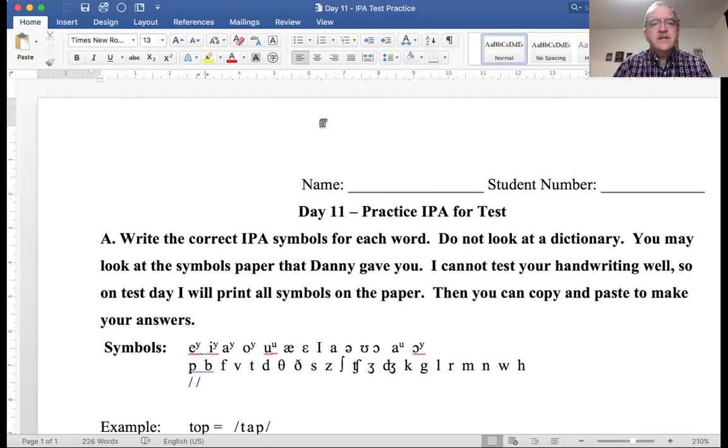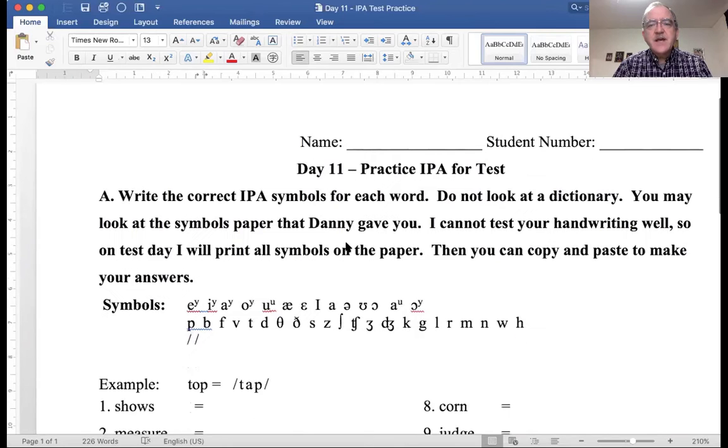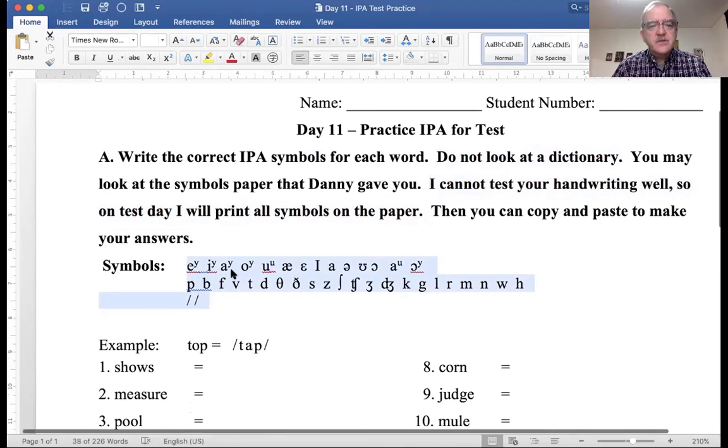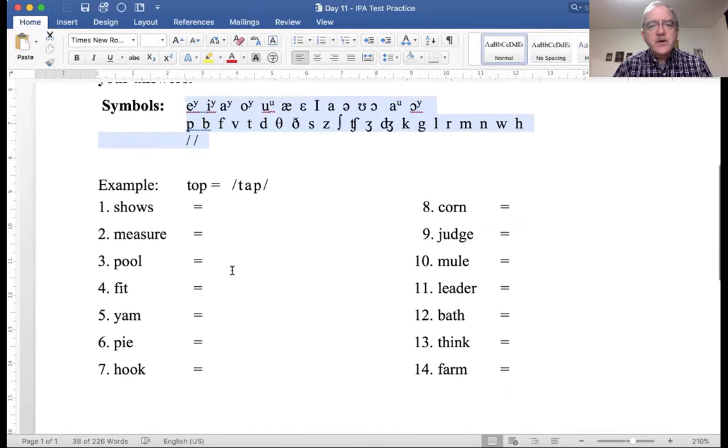Okay, here it says, practice IPA for the test. Write the correct IPA symbols for each word. Do not look at a dictionary. You may look at the symbols paper that Danny gave you. I cannot test your handwriting well, so on test day, I'll print all the symbols on the paper like this. And you just look at each word and try to type the word in IPA.